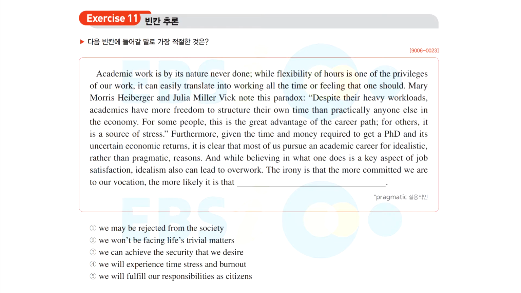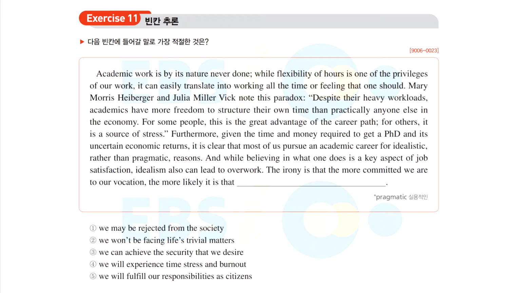Exercise 11. Academic work is by its nature never done. While flexibility of hours is one of the privileges of our work, it can easily translate into working all the time or feeling that one should. Mary Morris Heiberger and Julia Miller-Vick note this paradox. Despite their heavy workloads, academics have more freedom to structure their own time than practically anyone else in the economy. For some people, this is the great advantage of the career path. For others, it is a source of stress.